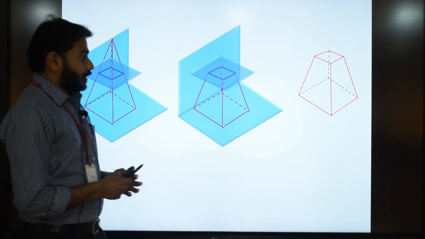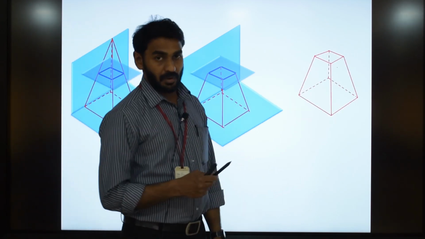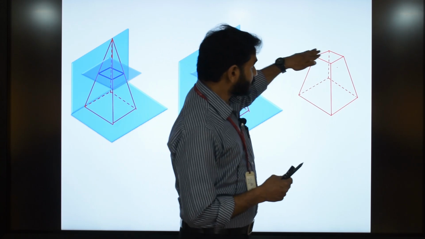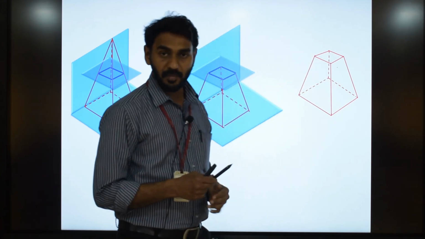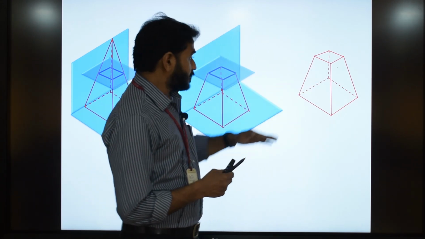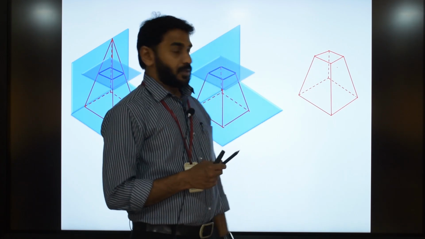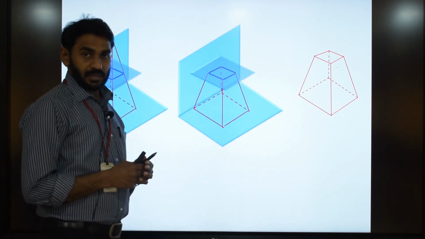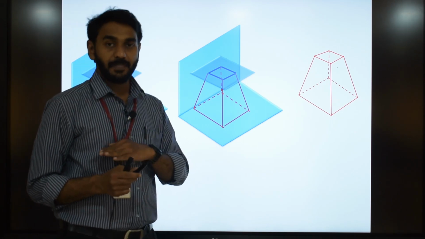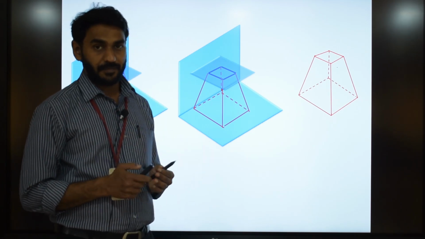Now in the remaining portion of the solid, you can see the surface through which the section plane has passed. Now this surface is called the section of the square pyramid. So simply a section means the surface through which the section plane has passed through the solid.